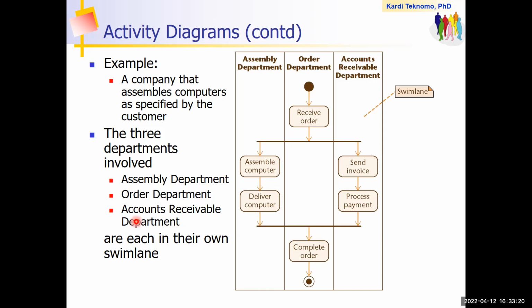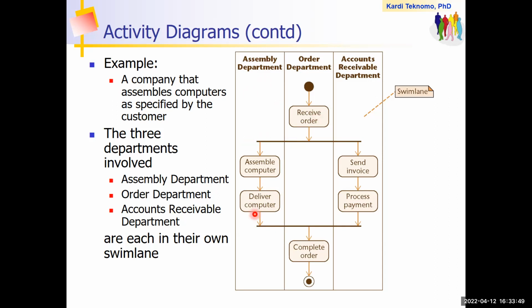Clear or not? So this is an example of 3 departments. A company assembles computers for a very specific customer, and there are 3 departments involved. Again, this is a business model. I'll show you. So they receive the order. Who will receive the order? The order department. And then who assembles?